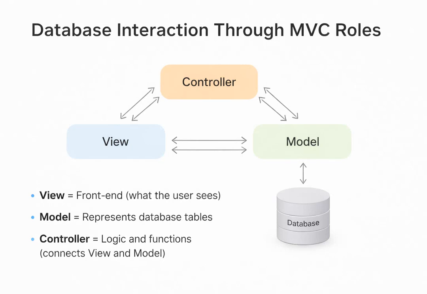Next, the instructor explains how database interaction fits into MVC. The view is the front-end portion, what users see. The model represents the database tables, and the controller is where the logical code and functions belong, especially the code that decides what data to fetch, what to store, and what to send back to the view. This separation is meant to prevent everything, front-end, back-end, and database logic, from becoming mixed together in one messy place.